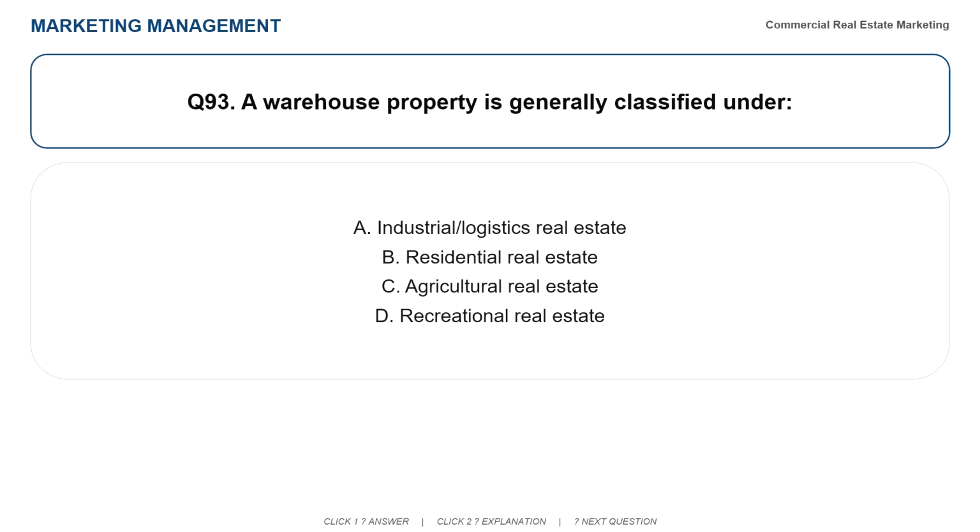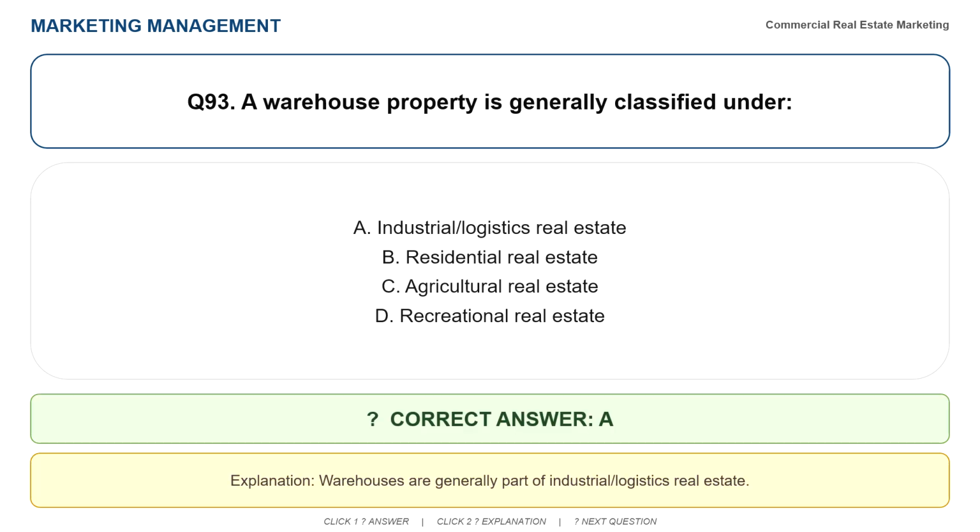Question 93. A warehouse property is generally classified under: Option A, industrial/logistics real estate. Option B, residential real estate. Option C, agricultural real estate. Option D, recreational real estate. The correct answer is A. Explanation. Warehouses are generally part of industrial/logistics real estate.